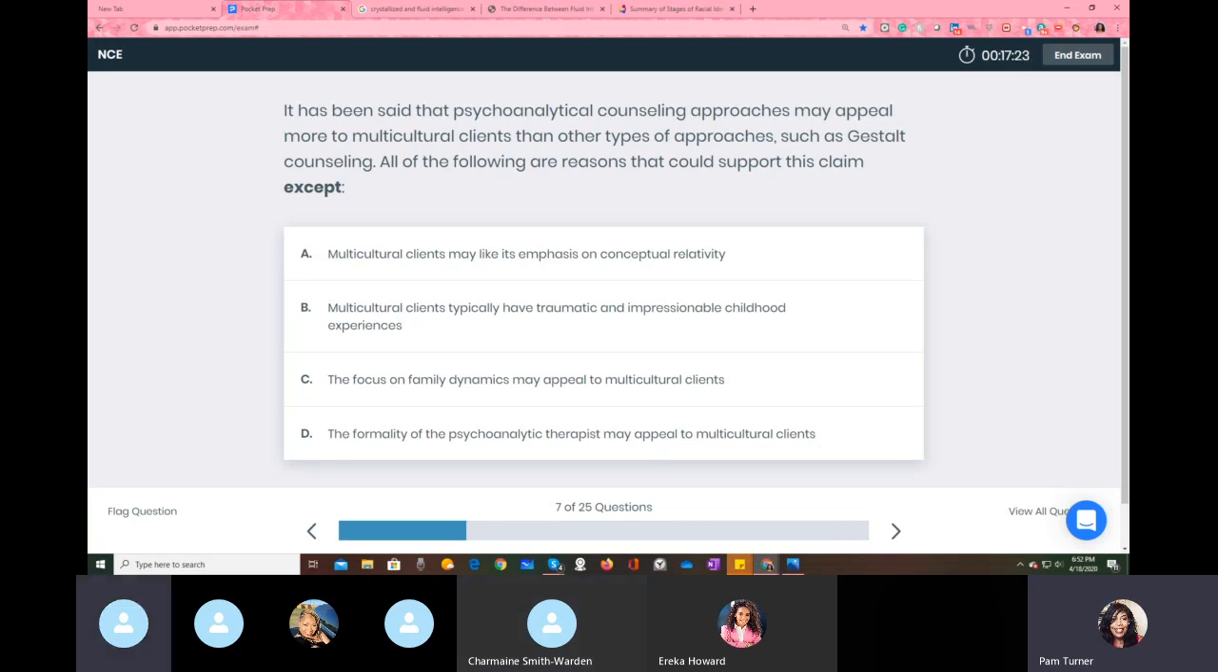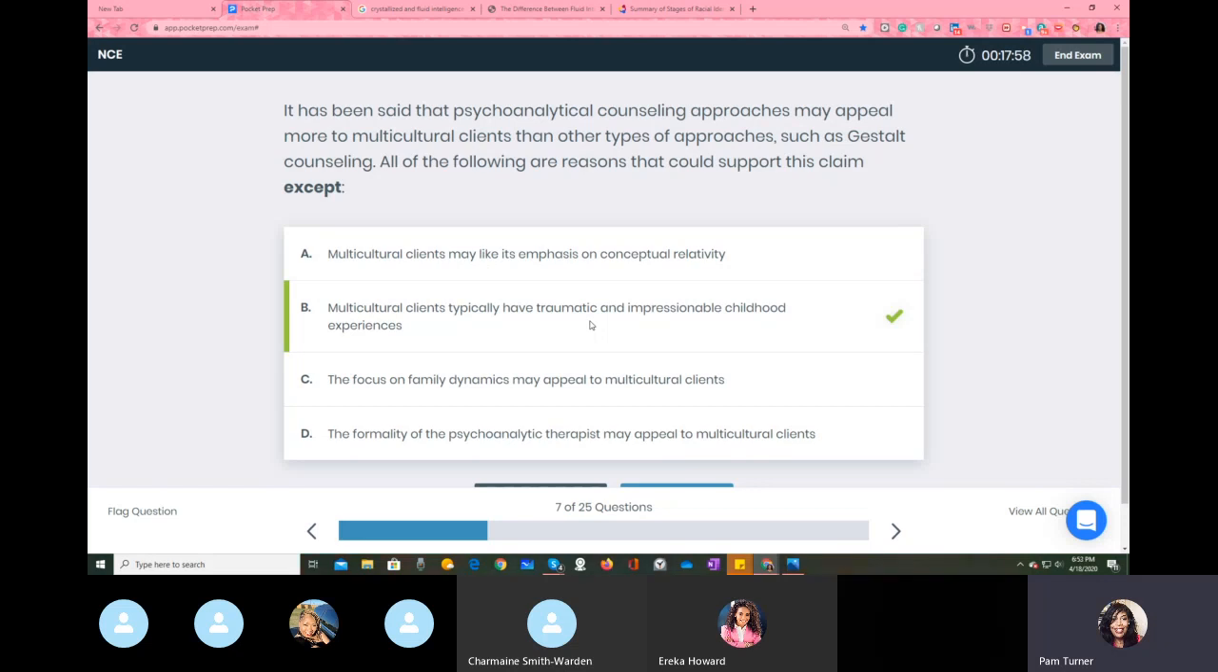B, multicultural clients typically have traumatic and impressional childhood experiences. I would think that would be true, and not all of them, but definitely many of our people of color have some history. A, multicultural clients may like its emphasis on conceptual relativity. I see a B. So 3 reasons are true and 1 is not. We're going with B.